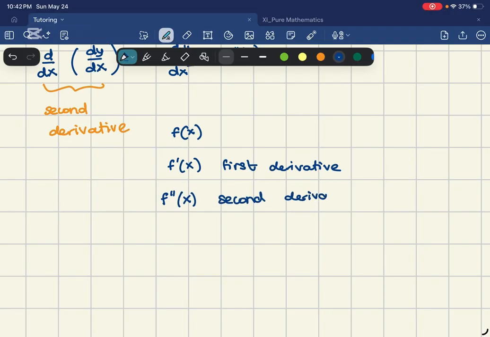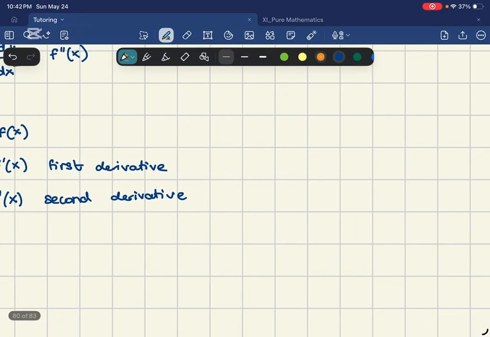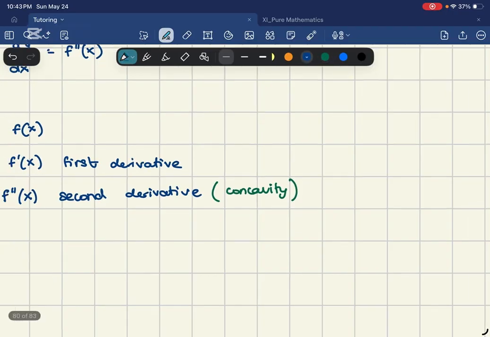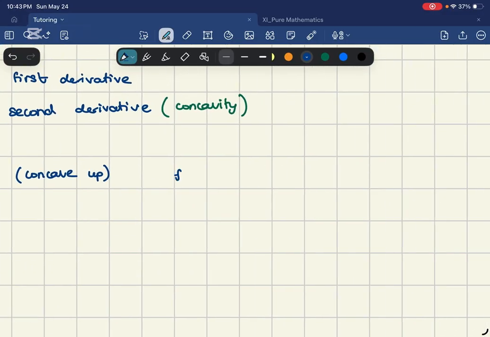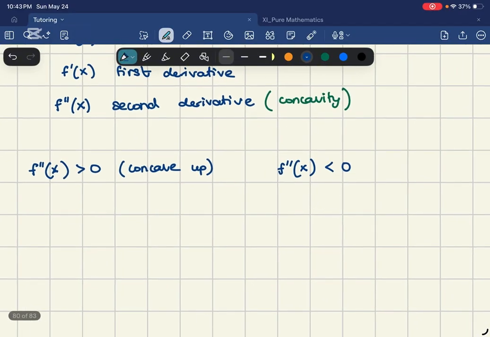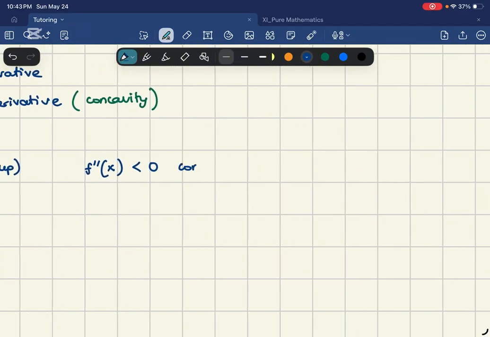And I don't think we are going to discuss this. We probably will in grade 12. But the second derivative tells us about the concavity of the graph, whether it's concave up or concave down. And we check it by looking at whether f double dash of x is positive or negative. If the second derivative is positive, then it means the graph is concave up. And if the second derivative is negative, then it's going to be concave down.